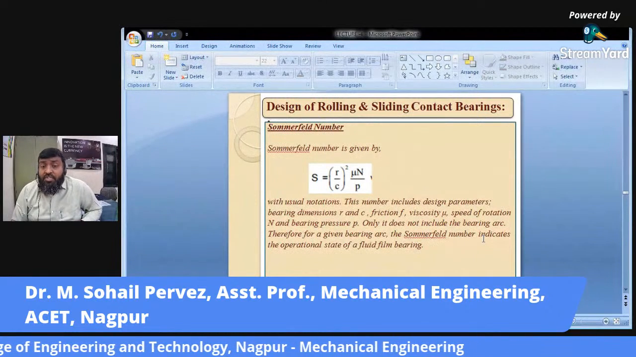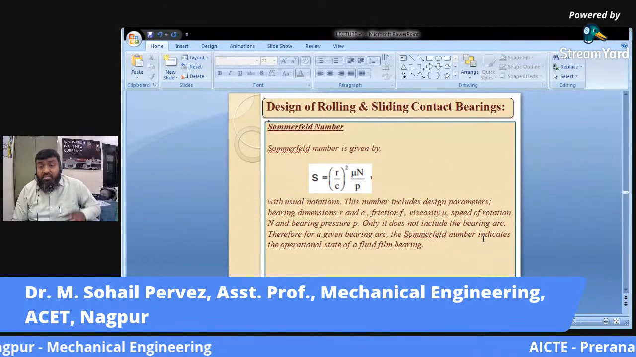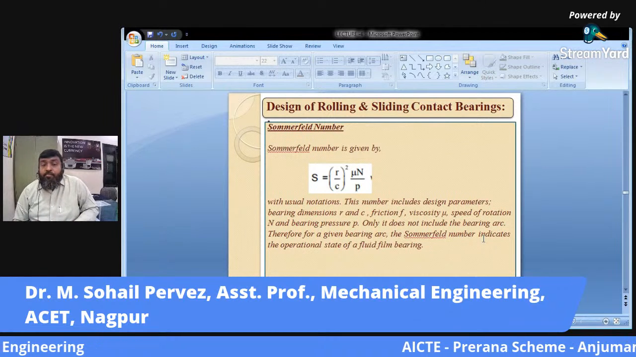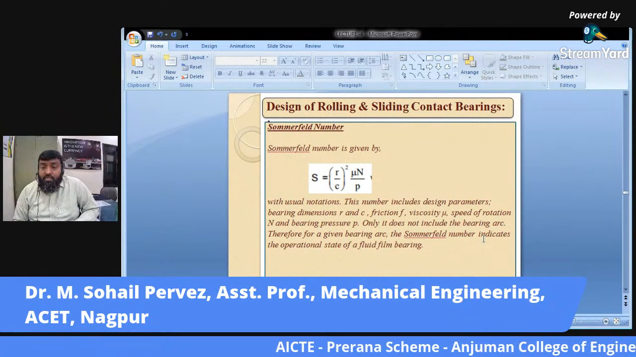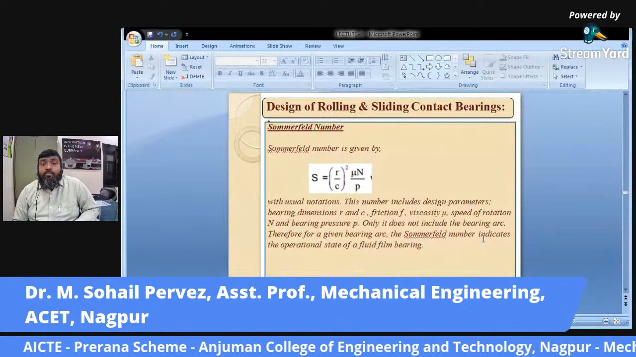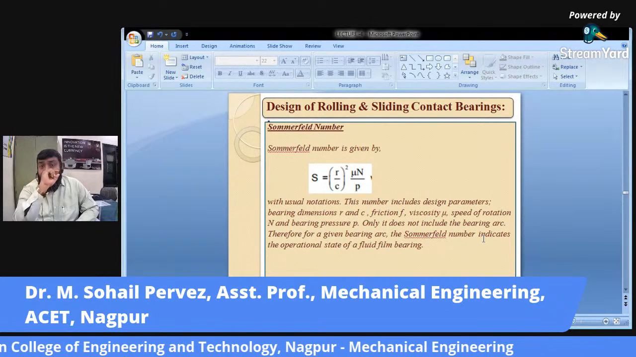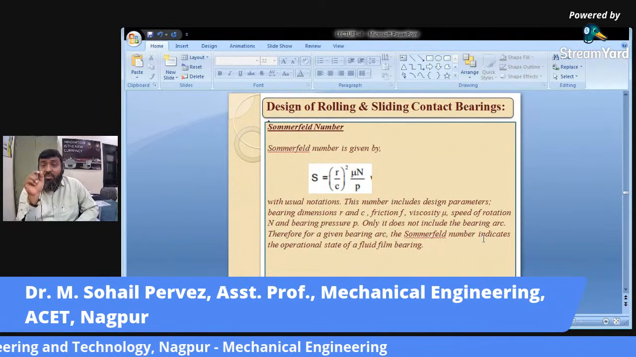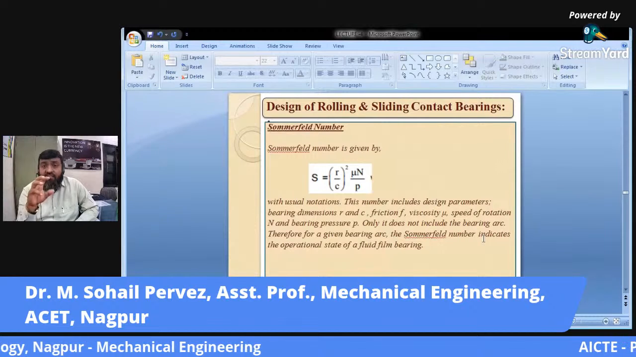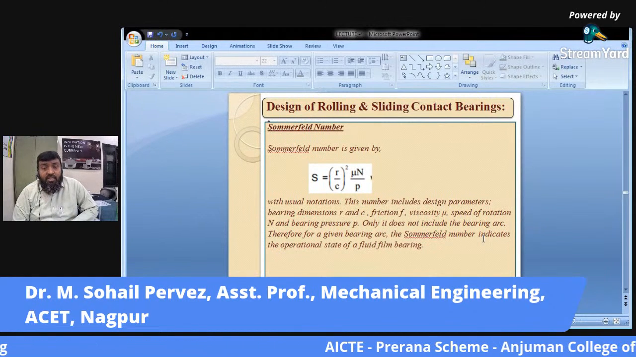The coefficient of friction, the rotation RPM, the pressure or the bearing pressure, that is again very important. So radial clearance is also there. Radial clearance, C is there. So radial clearance between the journal, that is the shaft, and the bearing center, that's again a very important aspect.